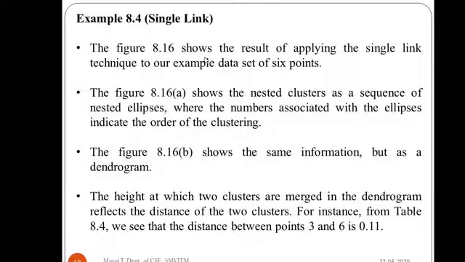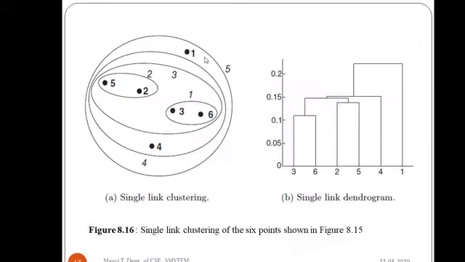The height at which two clusters are merged in the dendrogram reflects the distance of the two clusters. For instance, from the table 8.4 we see that the distance between points 3 and 6 is 0.11. That's why you are going to have 3 and 6 being merged at 0.11. If you take 2, 5, it is 0.14. So 2 and 5, it is 0.14.